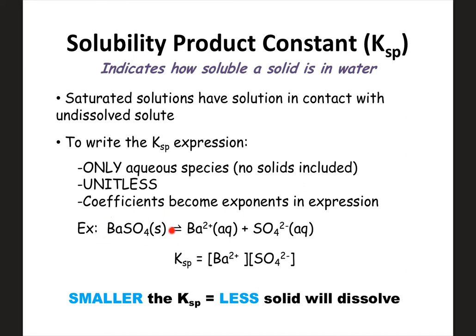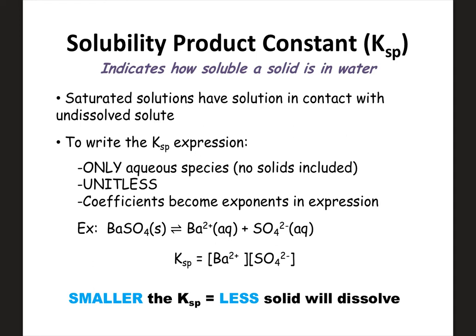So you always have the solid substance dissociating into its ions. So BaSO4, the solid, is going to dissociate into Ba2+, which is going to be aqueous because it's dissolved in water, and SO4 2- also aqueous because it's dissolved in water. Again, these are the ions, so they have the charges here.